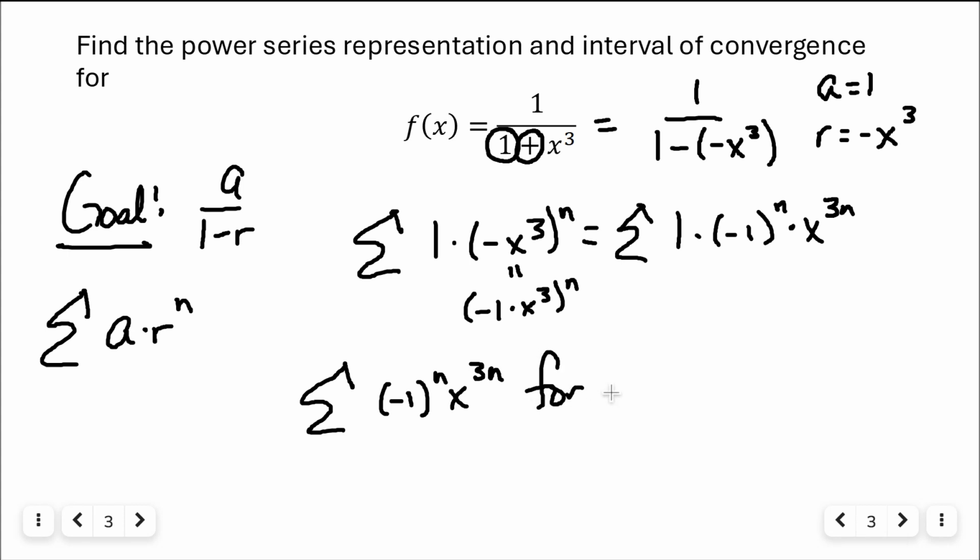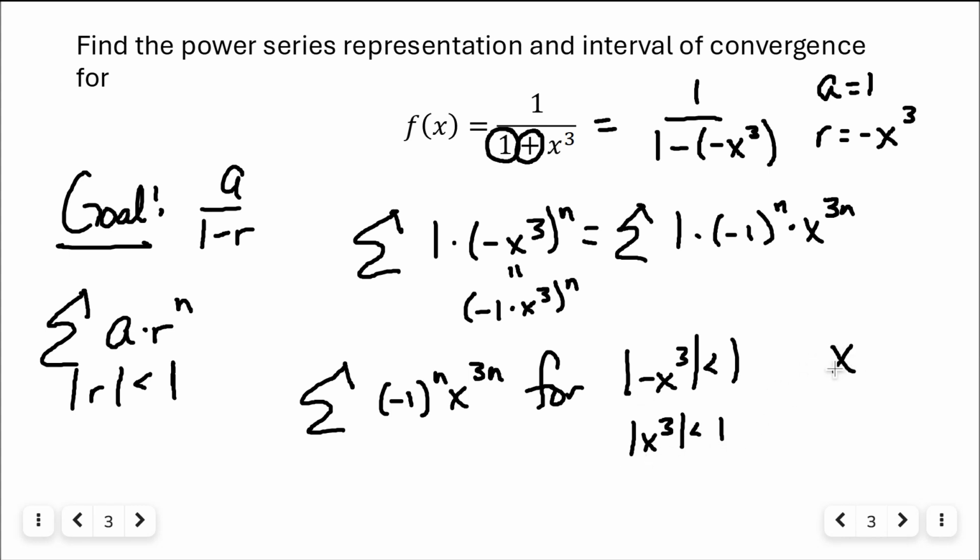Okay, now remember, the absolute value of r for this thing to converge has to be less than 1. We want to find that interval of convergence. Well, r is negative x cubed. So negative x cubed has to be less than 1. So the negative really doesn't matter because it's absolute value. So this is the absolute value of x cubed has to be less than 1, which I can then create. X cubed has to be less than 1, has to be greater than negative 1.